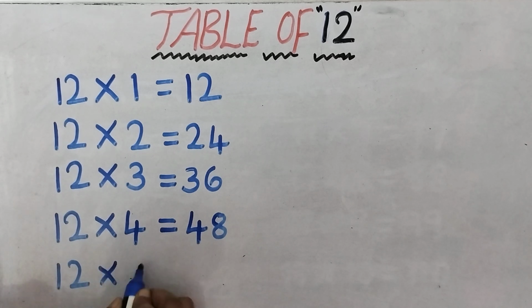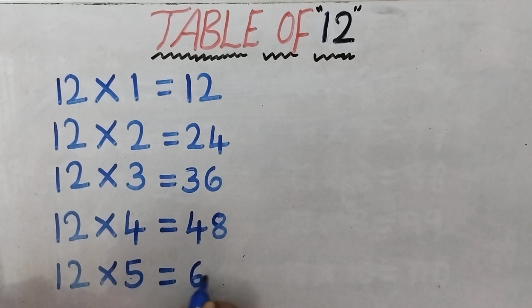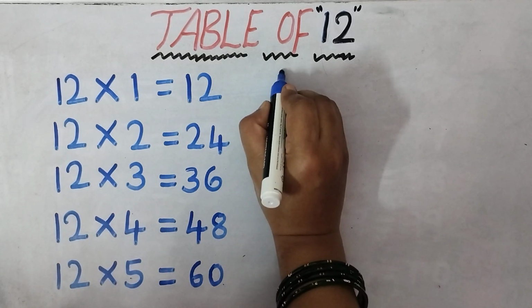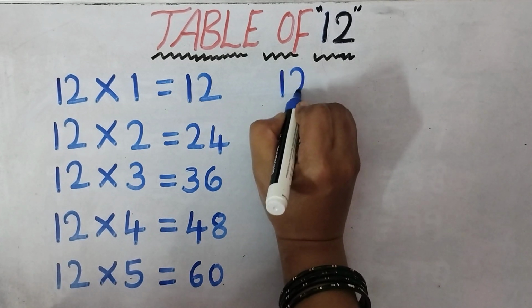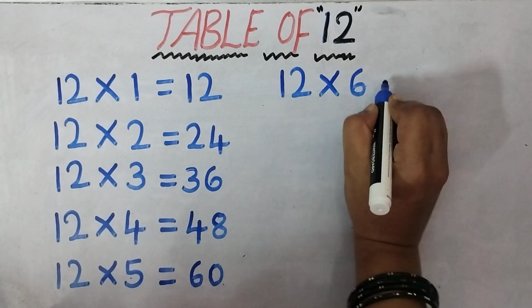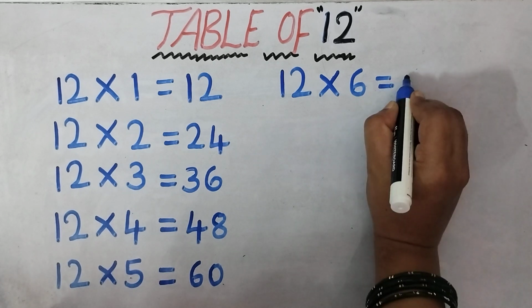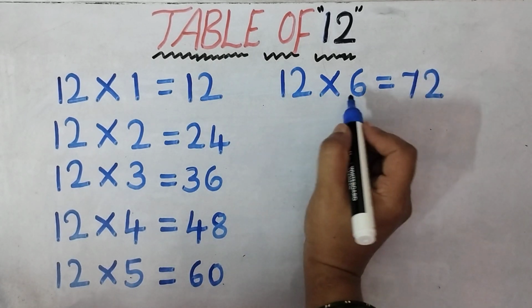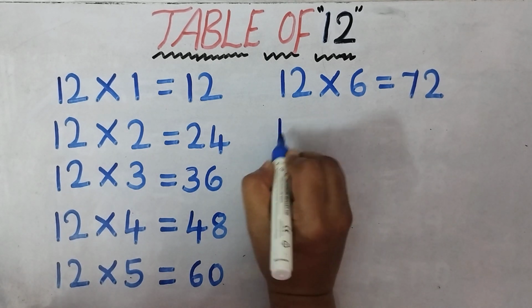12 into 5 is equal to 60. 12 fives are 60. 12 into 6 is equal to 72. 12 sixes are 72.